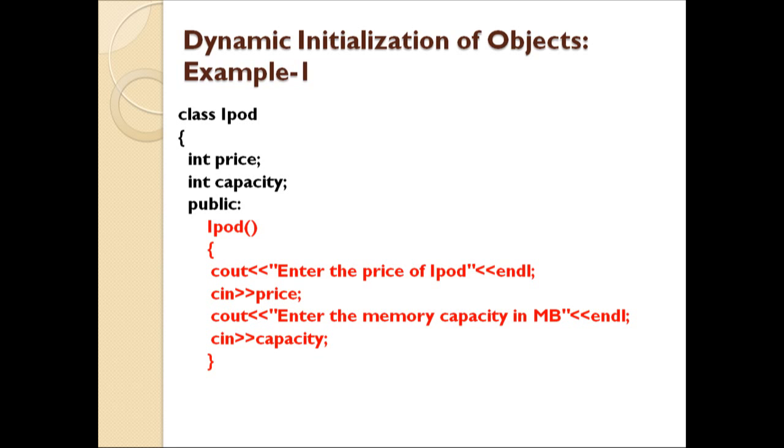So thereafter I have given a public section, and in the public section there is a default constructor given, iPod, and in this constructor we are passing two statements for accepting the value for price and capacity. So here you can see a cout statement is given to flash this message, enter the price of iPod, and we are accepting the value of our price. So whatever value the user will set for the price, it will go at the address of price over here, and similarly for capacity.